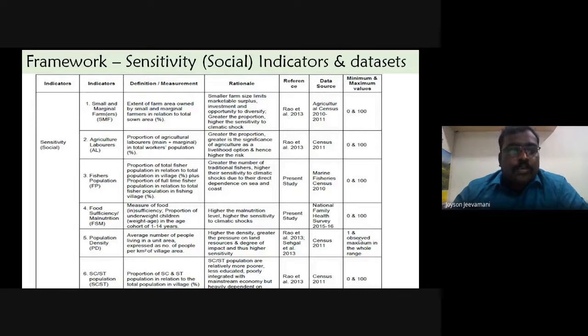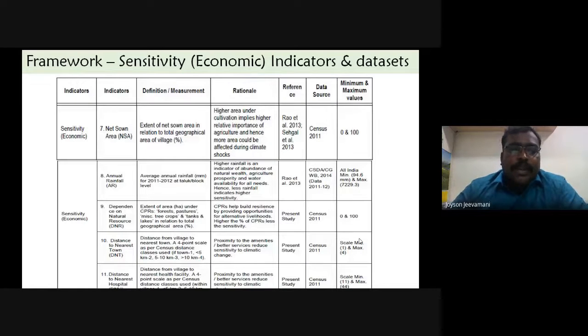And next is sensitivity economic indicators. We have another 5 parameters: net zone area, annual rainfall, dependence, distance to nearest town, and distance to nearest hospital. Distance to nearest town and distance to nearest hospital are most important parameters, because when vulnerability comes, if they are close to the hospital or medical facilities, then they are less vulnerable than those who are in a distant area. So these are the parameters we have used.